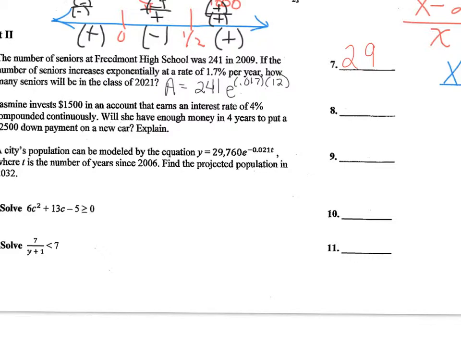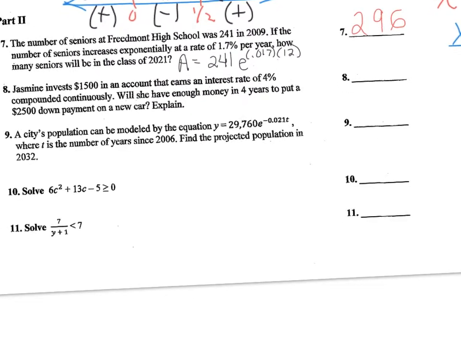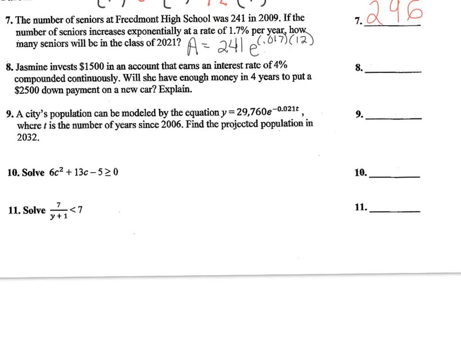Is it a point something higher than, yes, it's 0.5, right? So it's 296. And the next problem. So this is compounded continuously. Are we going to use the PERT also for this one? Yes, right? It says Jasmine invests $1,500 in an account that earns an interest rate of 4% compounded continuously. The first one, yes. And the second one. That's right.